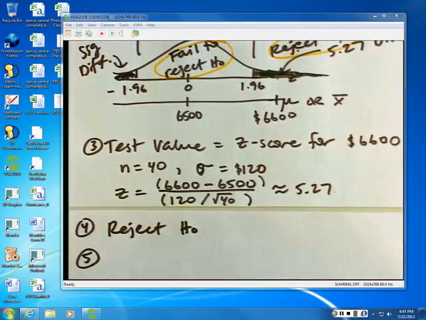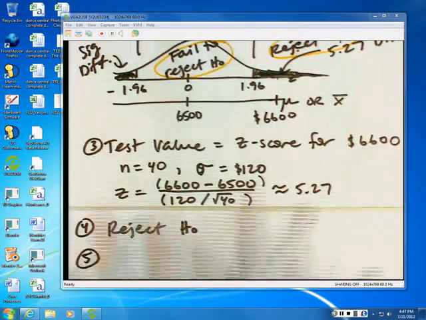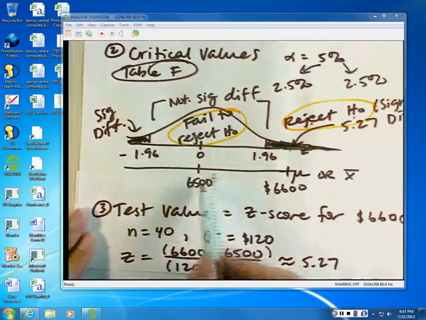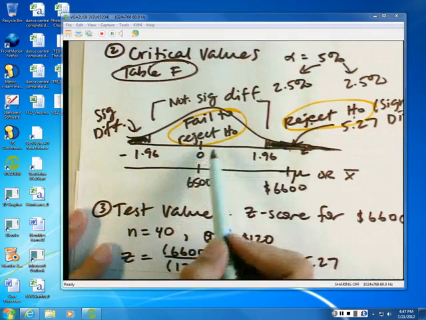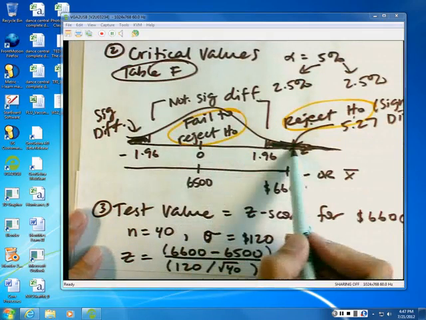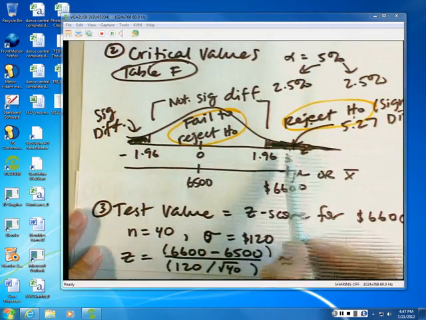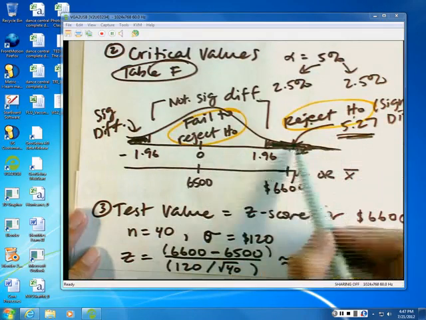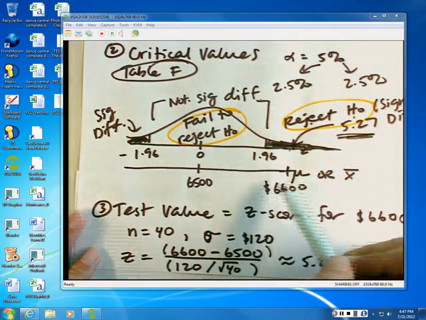Number 5 is the summary. Number 5 is the most important part. You can do all of this if you've done some practice and you've learned the procedure, but number 5 really is, do you get what you just did? Well, what did we just do? We started out with this claim of 6,500. The question was, were we close enough with that 6,600, or were we significantly different? Guess what? We were significantly different. That's a huge z-score we found, 5.27. So our conclusion is that 6,600 is significantly different.